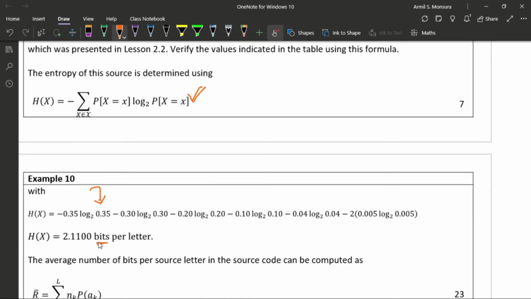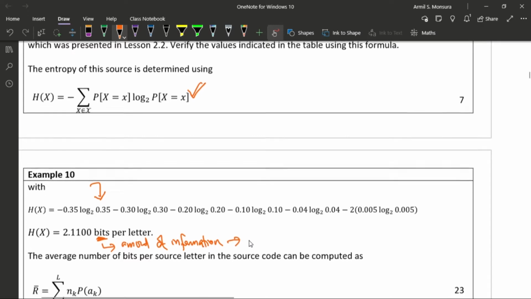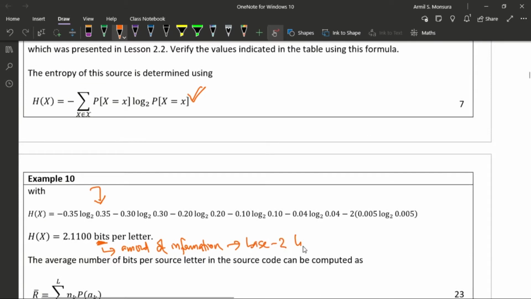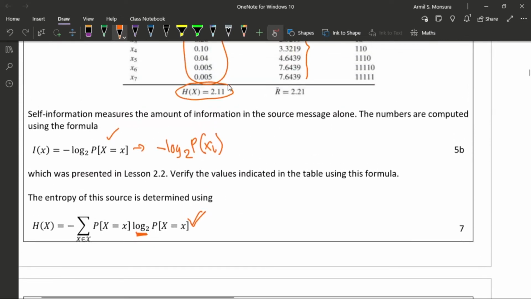Again, the unit here is bits. The unit here, bits, pertains to the amount of information, and not the number of bits of the code word. Hindi yung pinag-usapan natin dito. Since we're talking about entropy, we're talking about the amount of information. Kaya siya bits because we have used the base 2 logarithm in the computation of the entropy. So, since ginamit natin yung base 2 logarithm, the unit of the entropy becomes bits per letter. So this is now the entropy of your source.